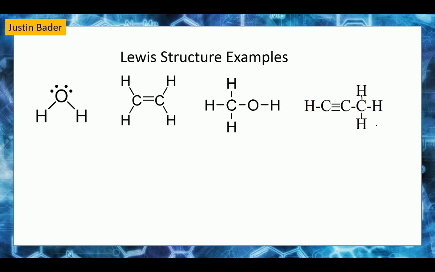Lewis structures are ways to represent a molecule with bonds and atoms and lone pairs. As you can see, we have lone pairs of electrons, for example, on the oxygen here and here. We have single bonds going to hydrogens, a great way to represent molecules in space.